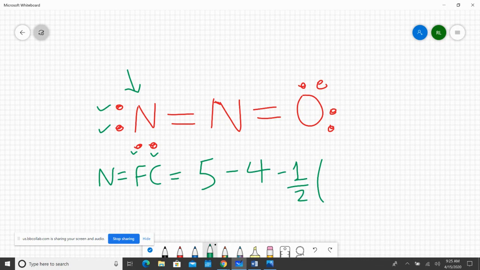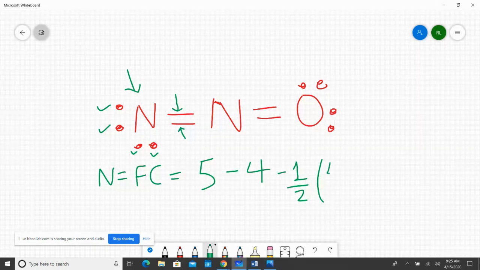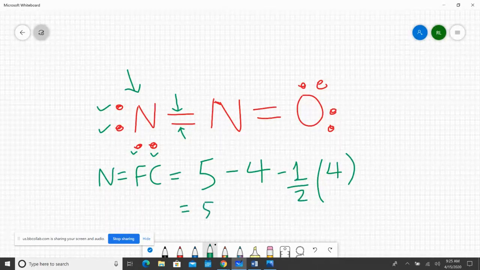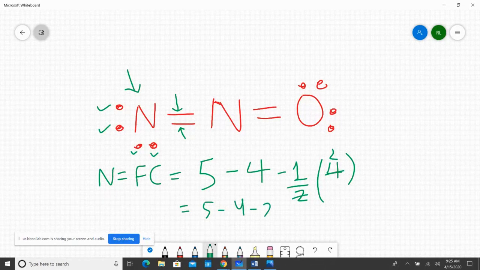bonding electrons. So I have 1, 2, 3, 4 bonding electrons. I hope this makes sense. If I do the math, this nitrogen is going to have 5 minus 4 minus 2, which equals 5 minus 4 is 1, minus 2 is negative 1 as its formal charge.